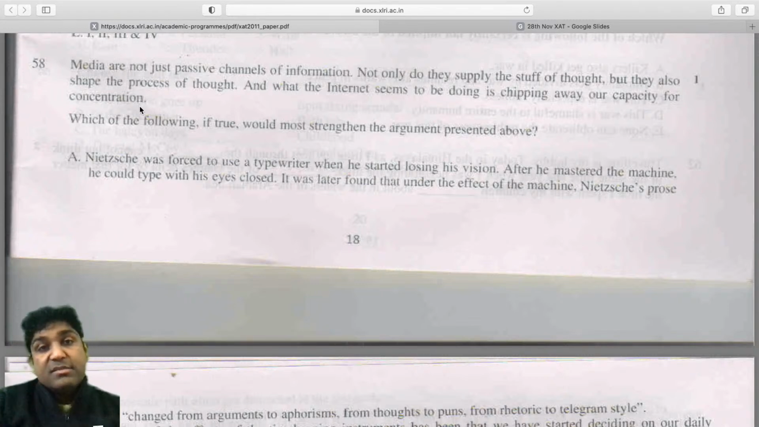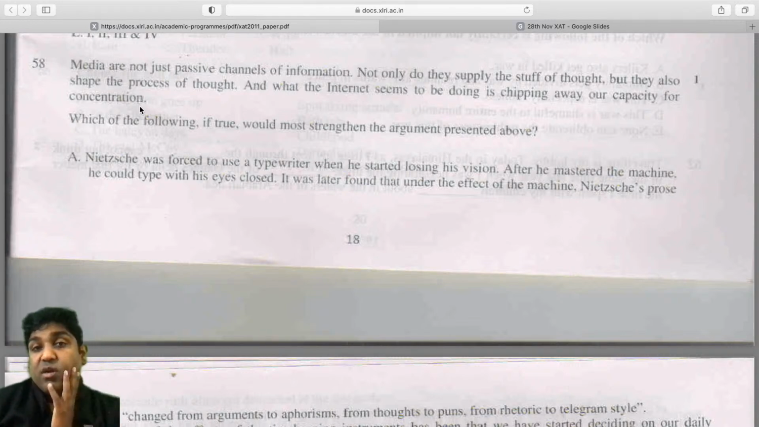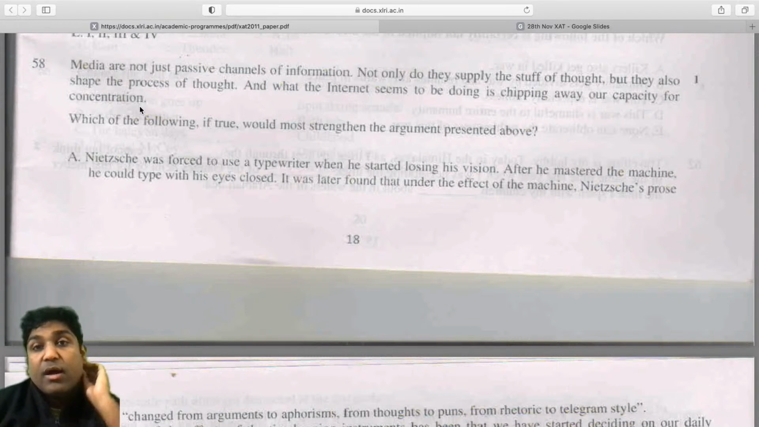They are saying that media is not just a passive channel of information, but they also shape the thought process. And the internet seems to be chipping away our capacity for concentration. Which of the following, if true, would most strengthen the argument presented above?